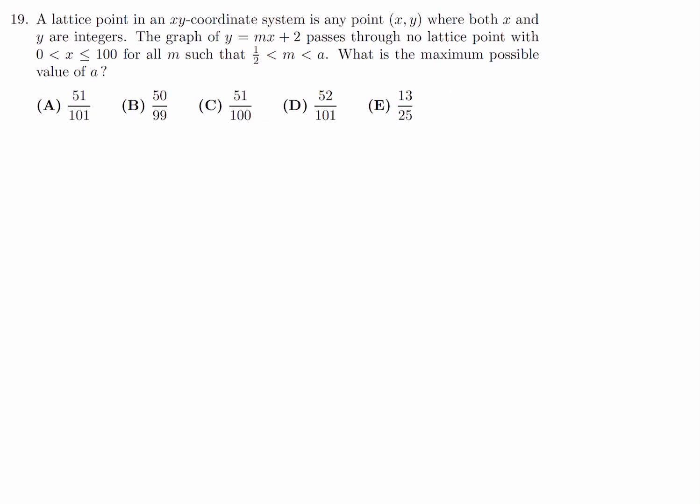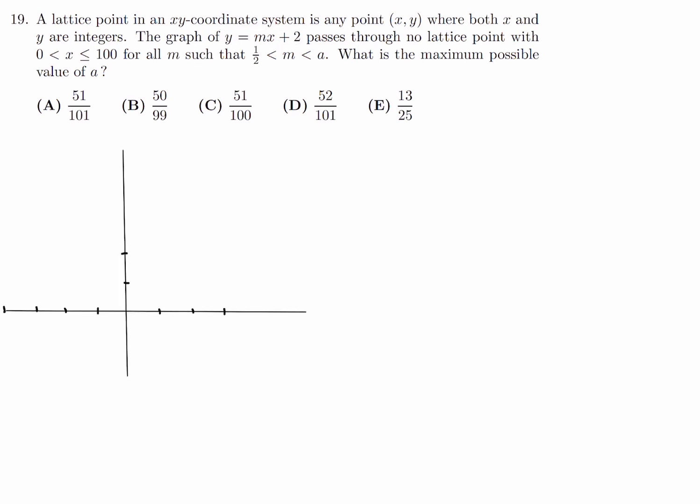A lattice point in an xy coordinate system is any point xy where both x and y are integers. The graph of y is equal to mx plus 2 passes through no lattice point with x between 0 and 100 for all m such that m is between 1/2 and a. What is the maximum possible value of a? So let's draw a graph and discuss this.